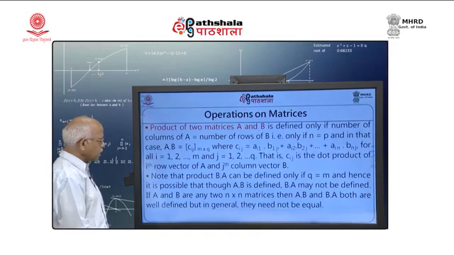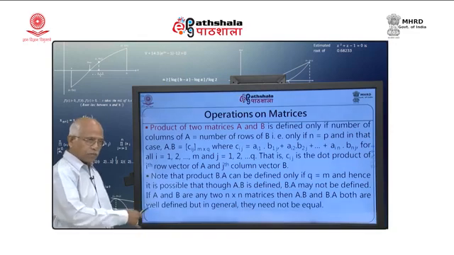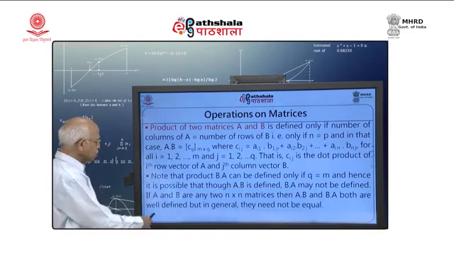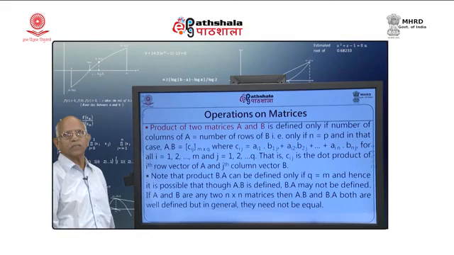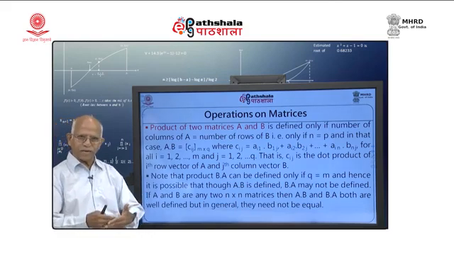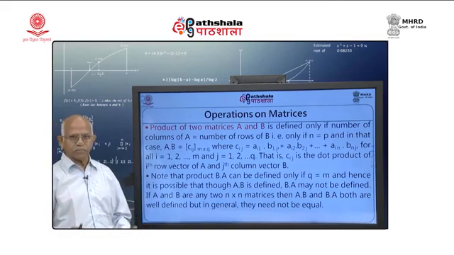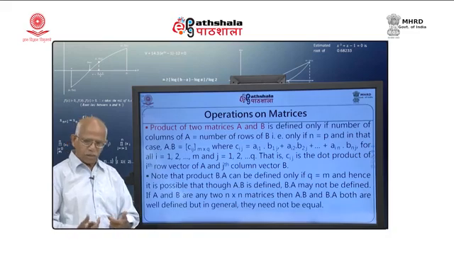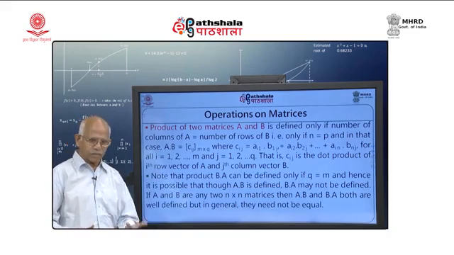If A and B are any two n by n matrices, then A dot B and B dot A both will be defined, but in general they need not be equal. So, even if the product is defined, it may not be equal, and in many cases AB is defined, BA may not be defined, that is possible.